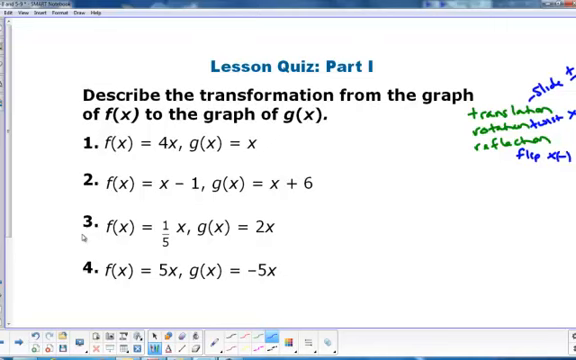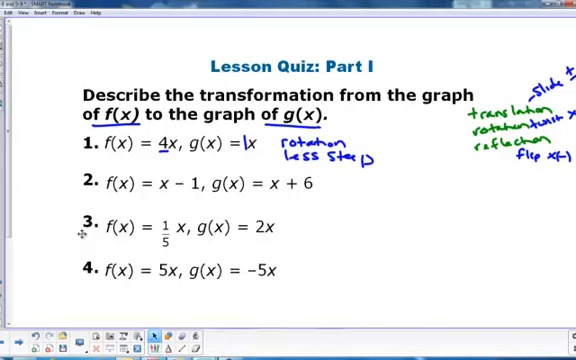All right, so the first one, we have gone from 4 to 1. So this is a rotation, and it's less steep because we're going from f of x to g of x. This next one, we start at x minus 1, and we're going to x plus 6. So this is a translation up 6.